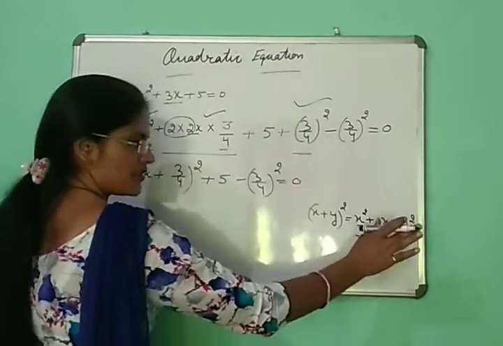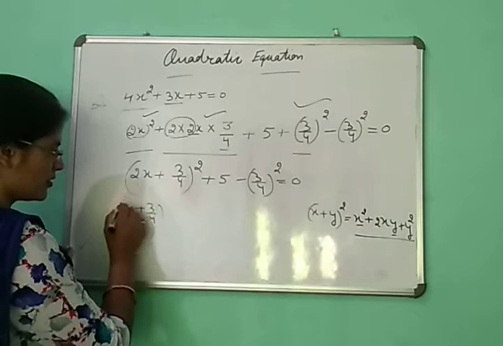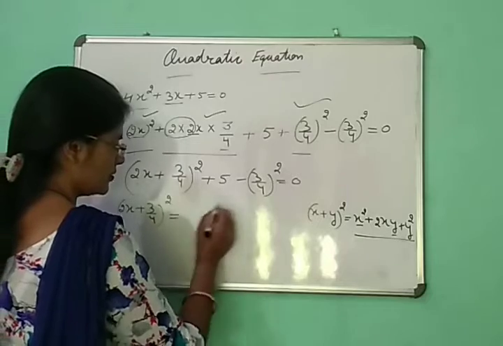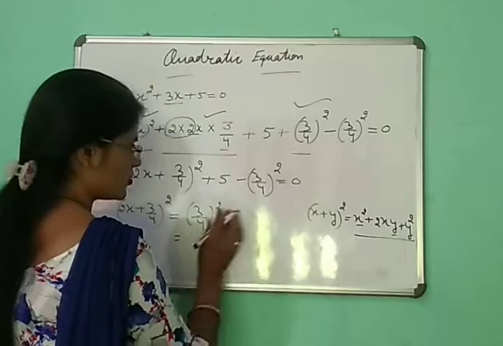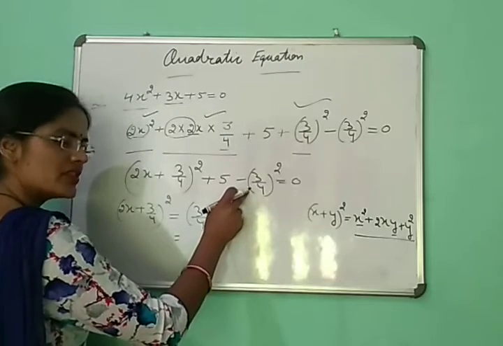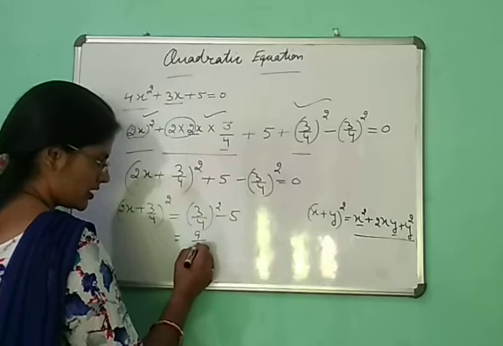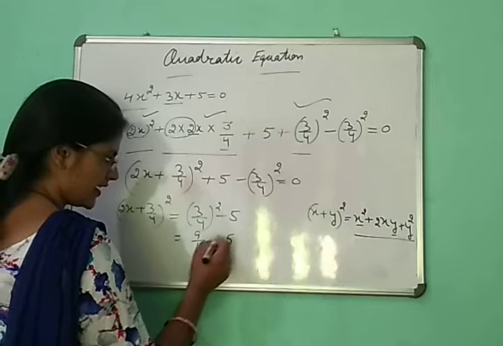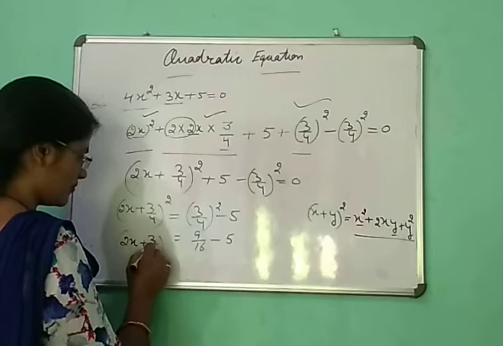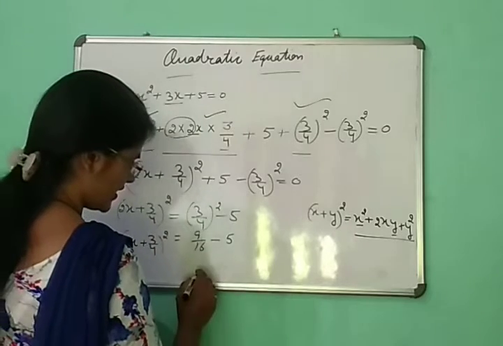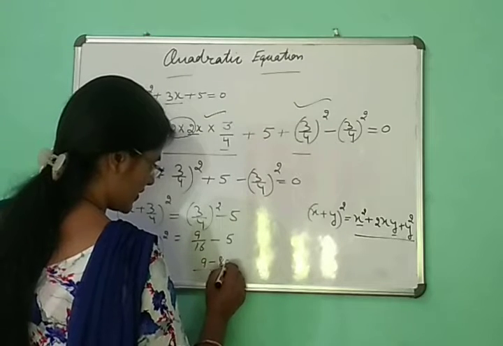So, simply take these terms on the right hand side. 2x plus 3 by 4 whole square is equal to 3 by 4 whole square minus 5. When we are changing the side, this sign will change. Minus becomes plus, plus becomes minus. When we open this, 3 3s are 9, 4 4s are 16, minus 5. And when we take the LCM, their LCM is 16, 9 minus 16, 5s are 80.